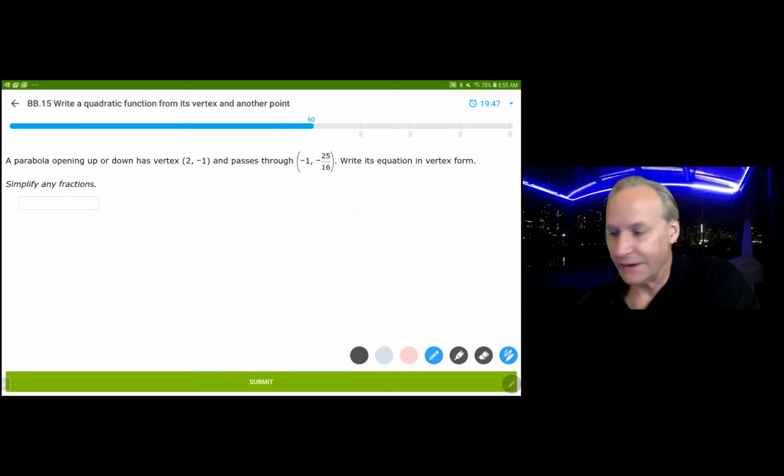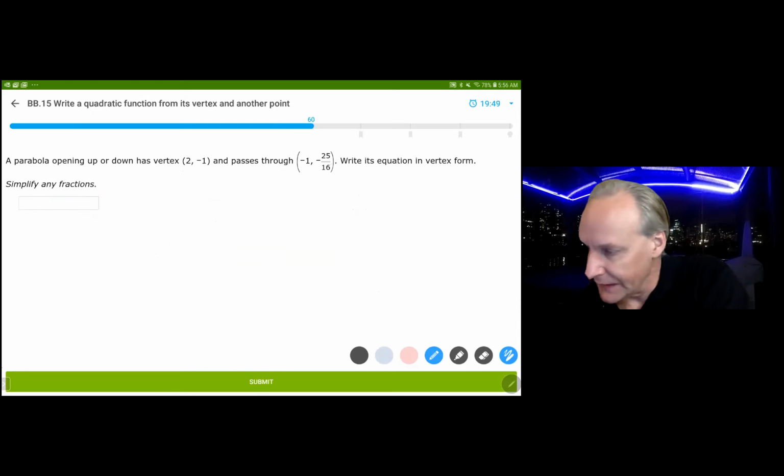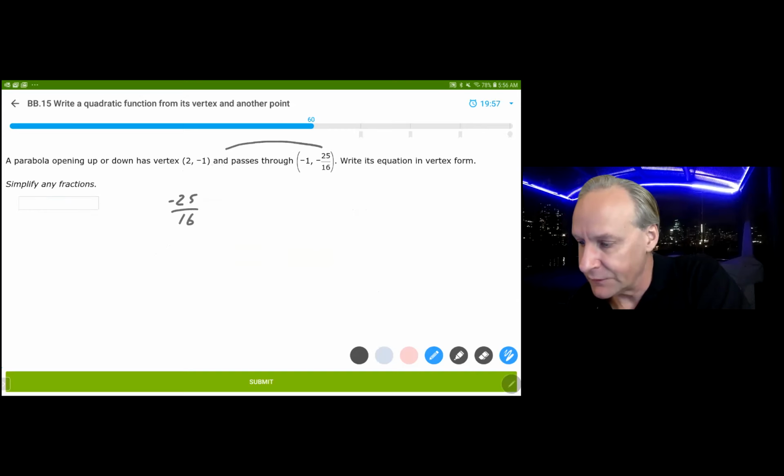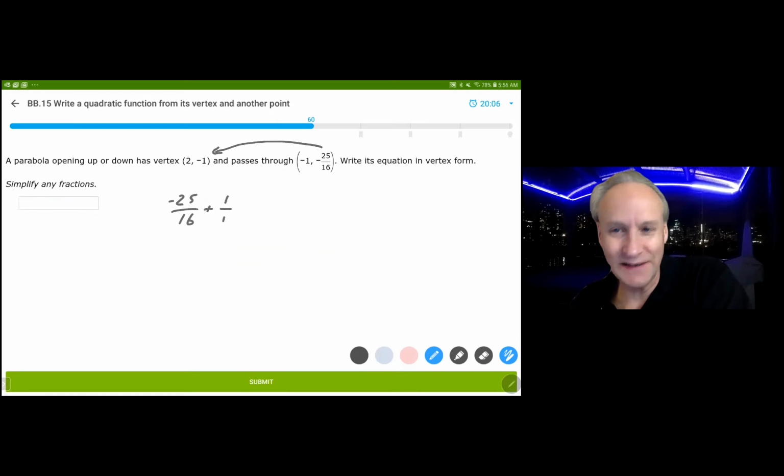Sure looking like this one's going to take a little while. All right, so we've got negative 25 over 16. I'm going to try and write it nice and neat, 25 over 16. And when I subtract the negative 1, I'm actually adding 1. I'm going to leave that 1 like that, and put it over 1 so that you'll see what I mean in a minute. What I did was I subtracted negative 1, which is the same as adding 1.